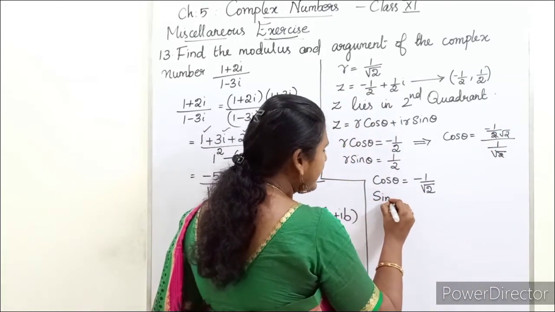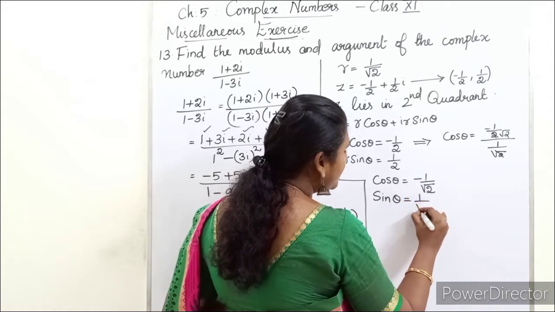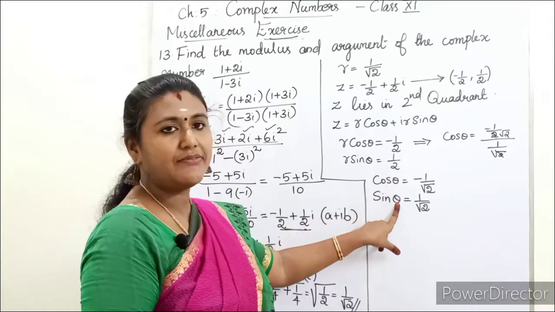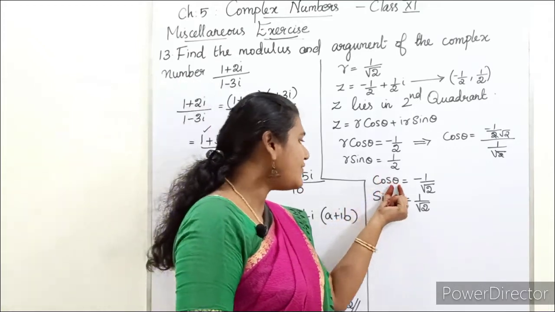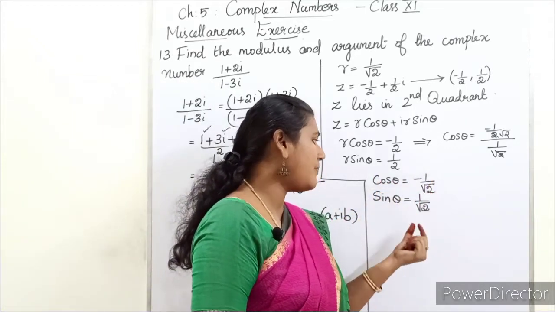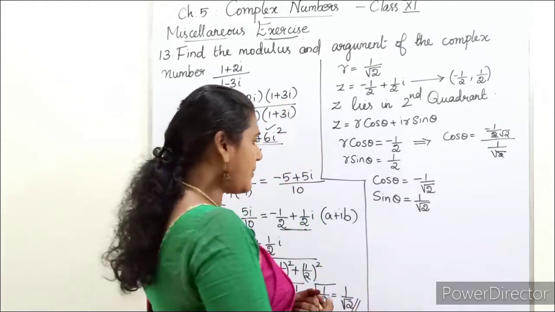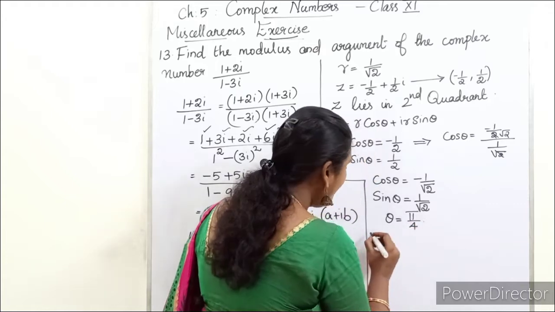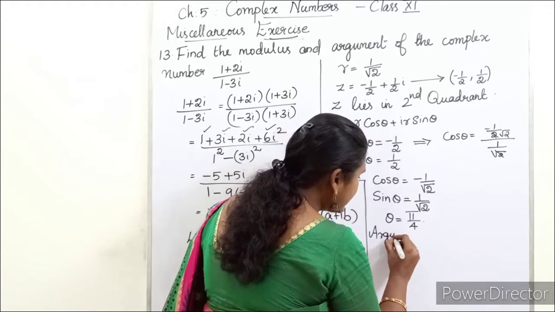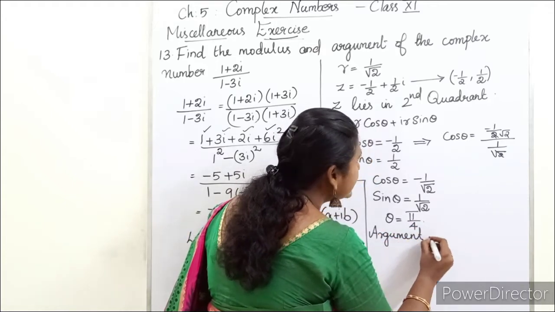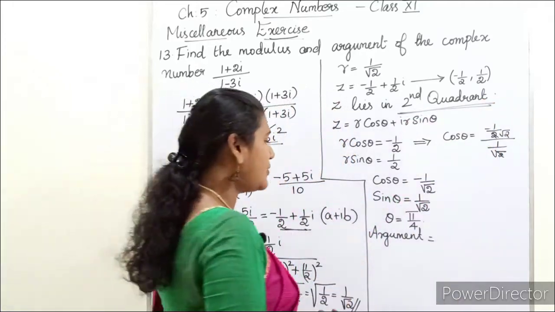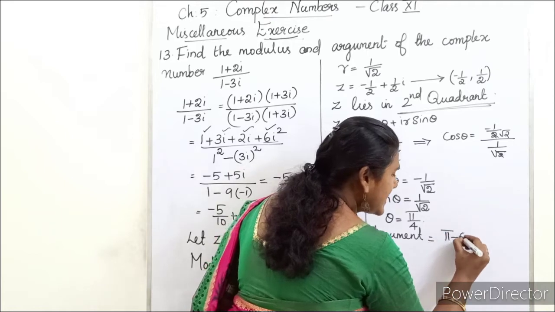Similarly we can find the sin value. Sin theta is 1 by root 2. So what is the value of theta? We will find out first. For which angle is the cos value 1 by root 2 and the sin value 1 by root 2? So theta will be pi by 4. Now we will find out the argument. Since the complex number lies in the second quadrant, what is the formula for finding the argument? Pi minus theta.